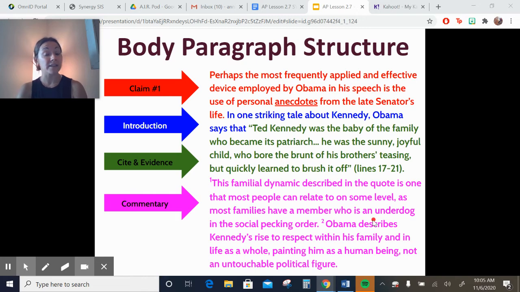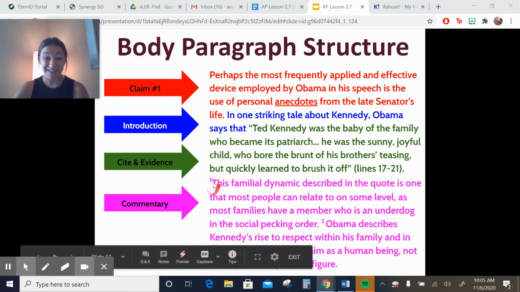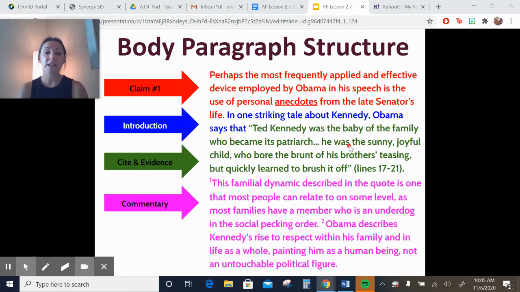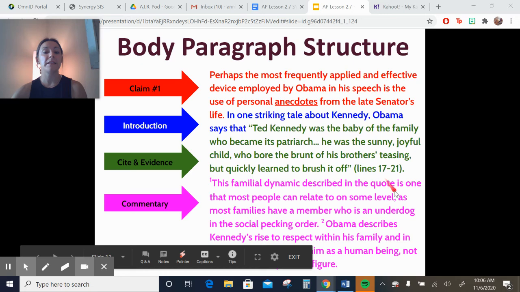And then finally, commentary. So again, I put little numbers next to these sentences. This is just 2 sentences of commentary, and that would be okay. "This familial dynamic described in this quote is one that most people can relate to on some level, as most families have a member who is an underdog in the social pecking order. Obama describes Kennedy's rise to respect within his family and in life as a whole, painting him as a human being, not an untouchable political figure." This is 2 sentences. It works really great. It tells me why this anecdote is important and how it helps the overall argument. Okay, this is all that you would need. This would earn a 4 out of 4.